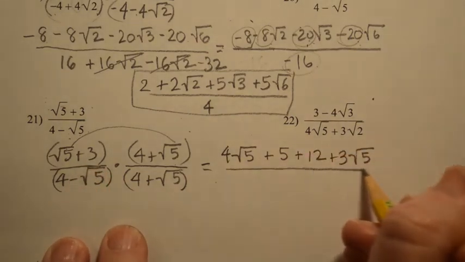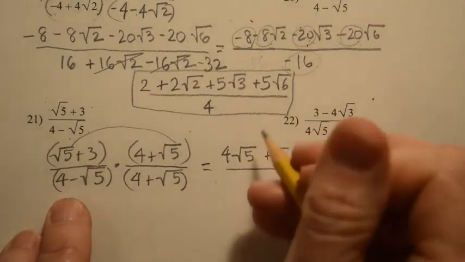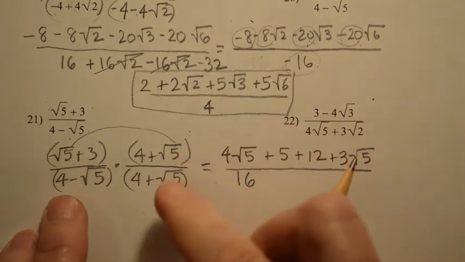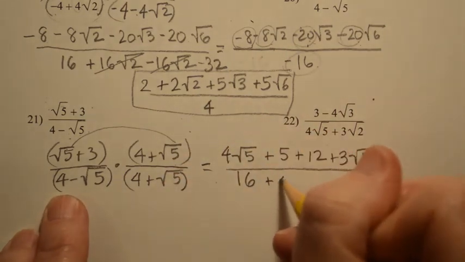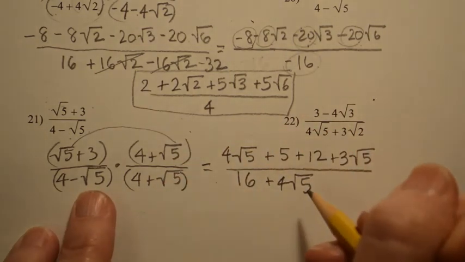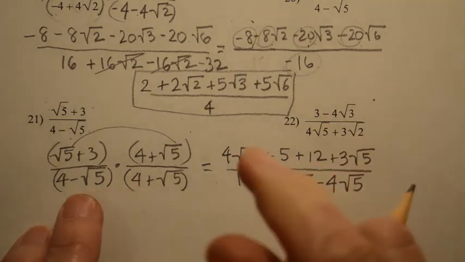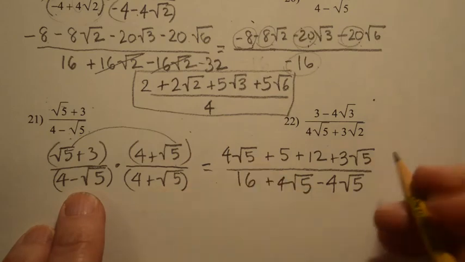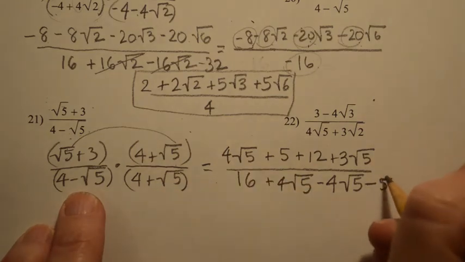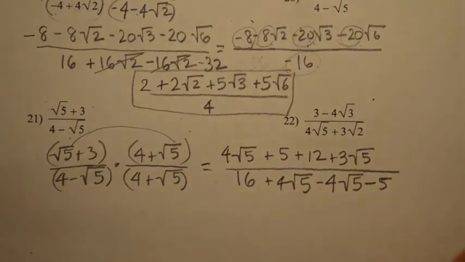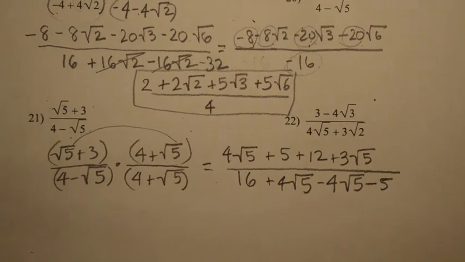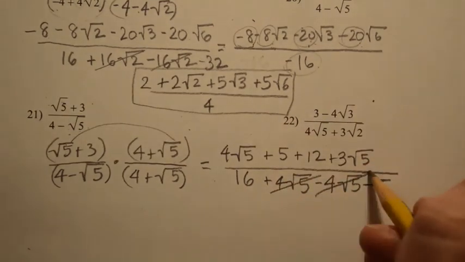And then in the denominator, we get 4 times 4 is 16. 4 times positive root 5 is plus 4 root 5. Negative root 5 times 4 is negative 4 root 5. And negative root 5 times positive root 5 is negative 5. All right, as always, these cancel out.